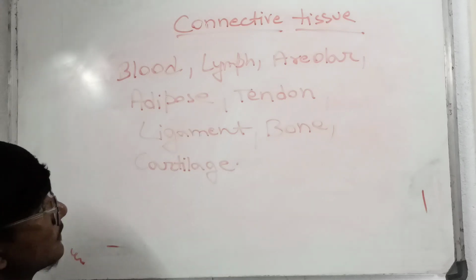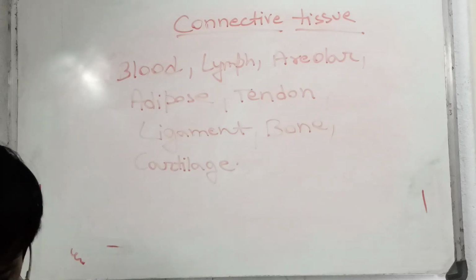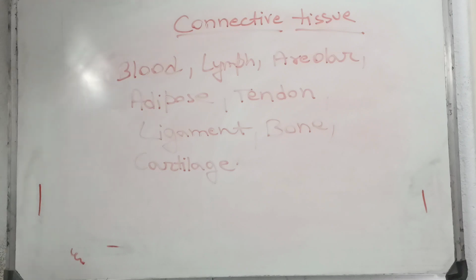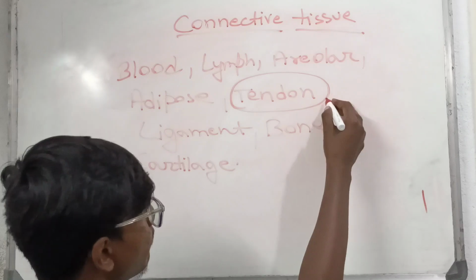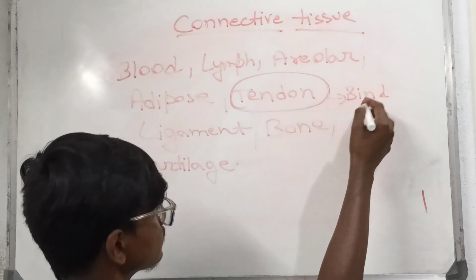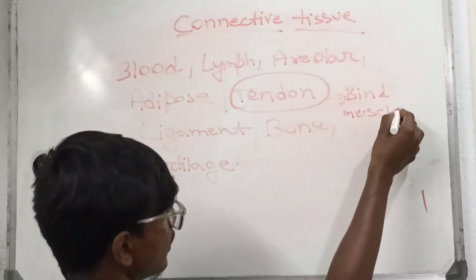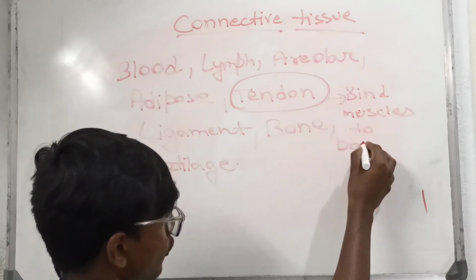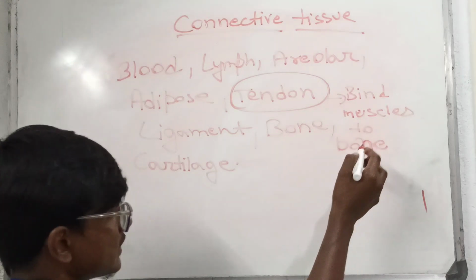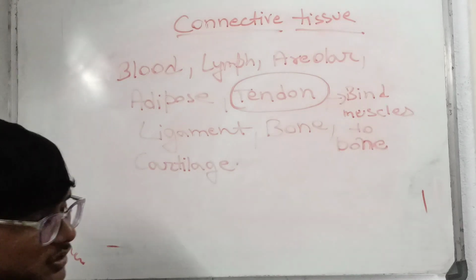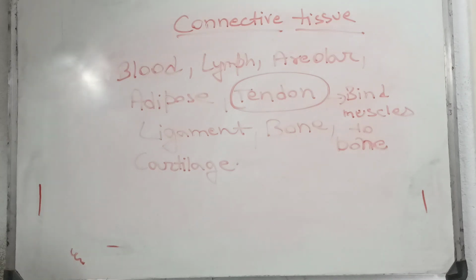This adipose tissue, you can see it in the body fats. Wherever you find body fats, the adipose tissue will be present there. The main function of the tendon is to bind muscles to bone. Every bone of the body has its particular muscle, so that muscle will be connected to the bone with the help of this tendon only.